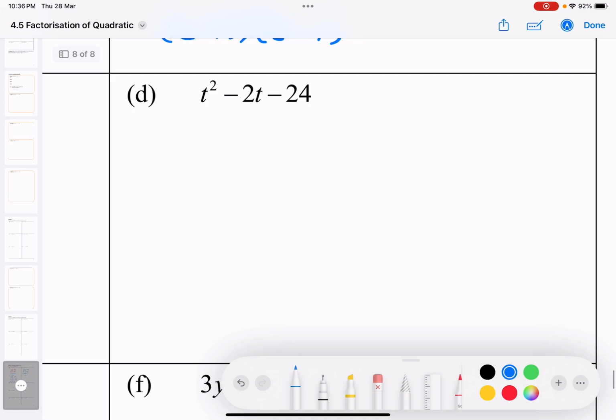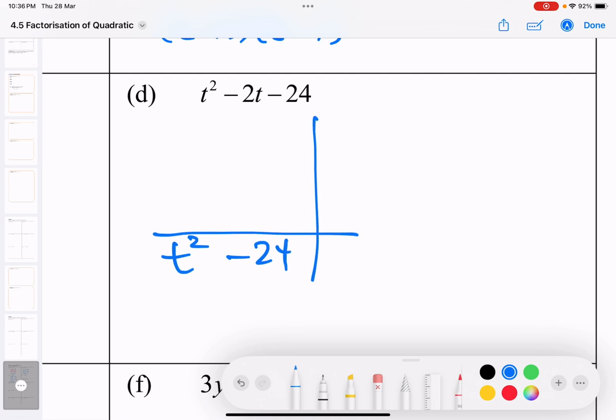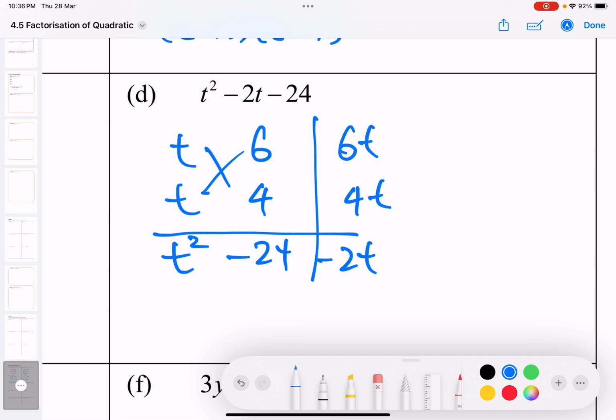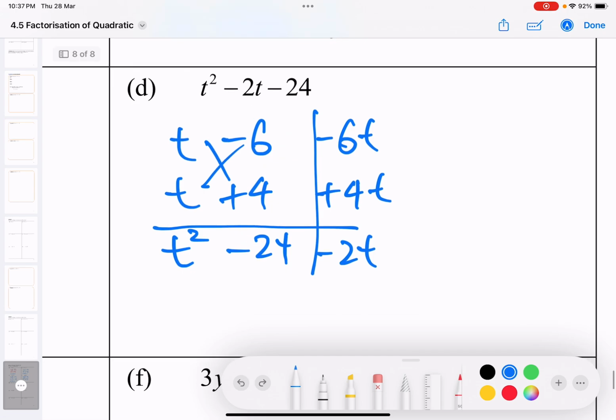Part D, same thing over here, cross multiplication. T squared minus 24 minus 2t. T squared, I get t times t. 24, what are the different ways to do it? I know 6 times 4 is one of them that I can try. 6t, 4t. How do I get negative 2? This is negative, this is positive. Let's try whether that works. Negative 6 times positive 4 does indeed give me negative 24. So my answer is t minus 6, t plus 4.